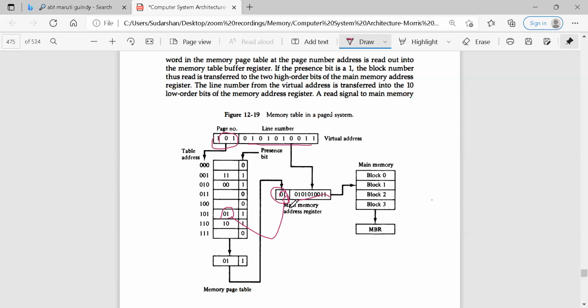Go to the memory location, which is block number 1. 01 represents block number 1. Block number 1 has 1024 locations. Go to the location, get the data, and transfer it to the MBR. MBR means memory buffer register. That's the basic idea behind the concept of virtual memory.